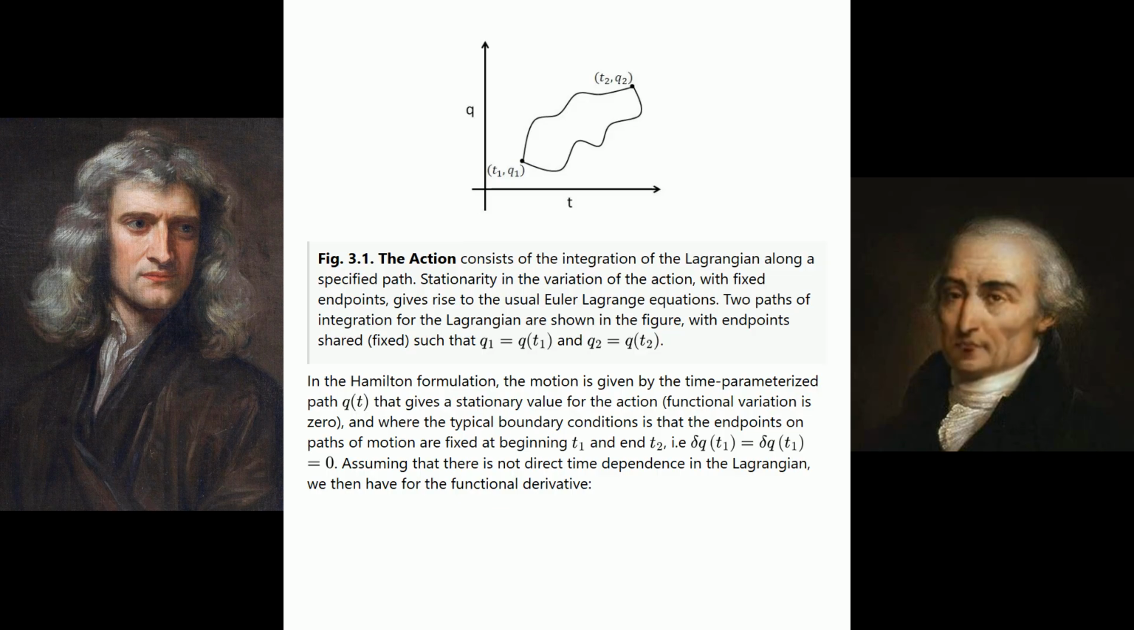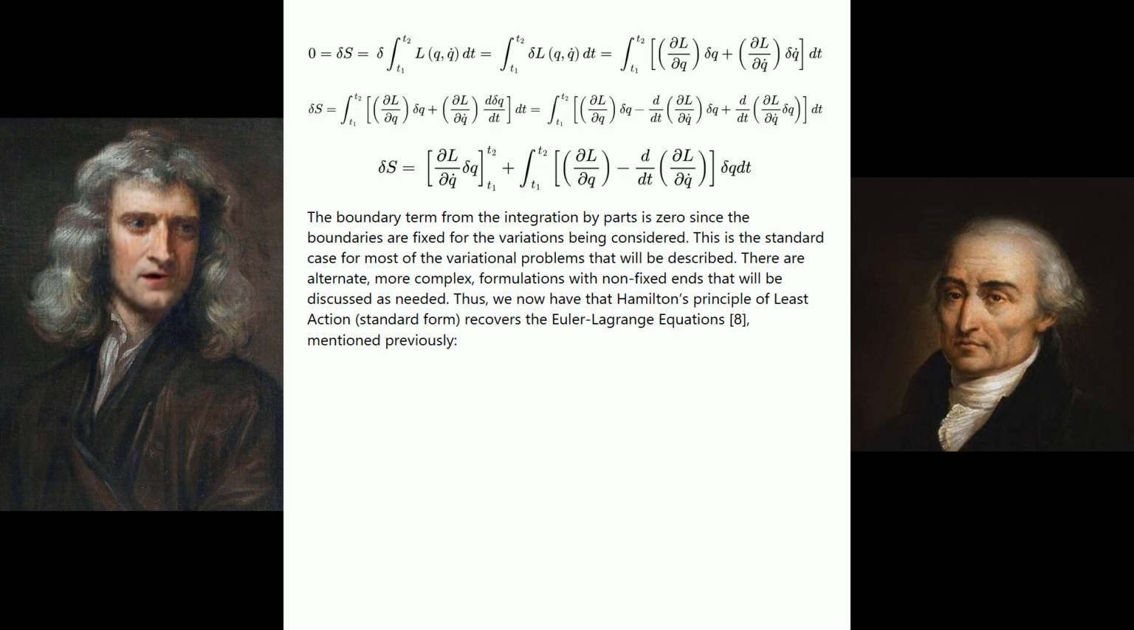And where the typical boundary condition is that the endpoints on paths of motion are fixed at beginning t sub 1 and end t sub 2, i.e. delta q of t sub 1 equals delta q of t sub 2 equals 0. Assuming that there is no direct time dependence in the Lagrangian, we then have for the functional derivative, see the equation shown. The boundary term from the integration by parts is 0 since the boundaries are fixed for the variations being considered.